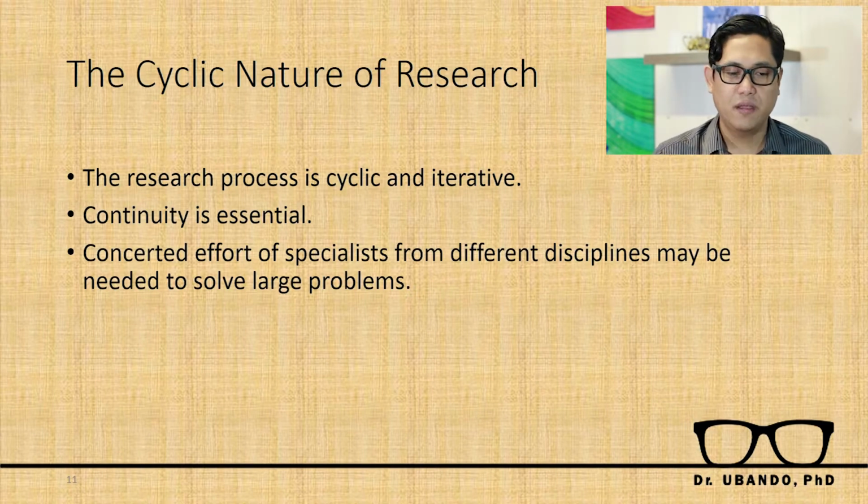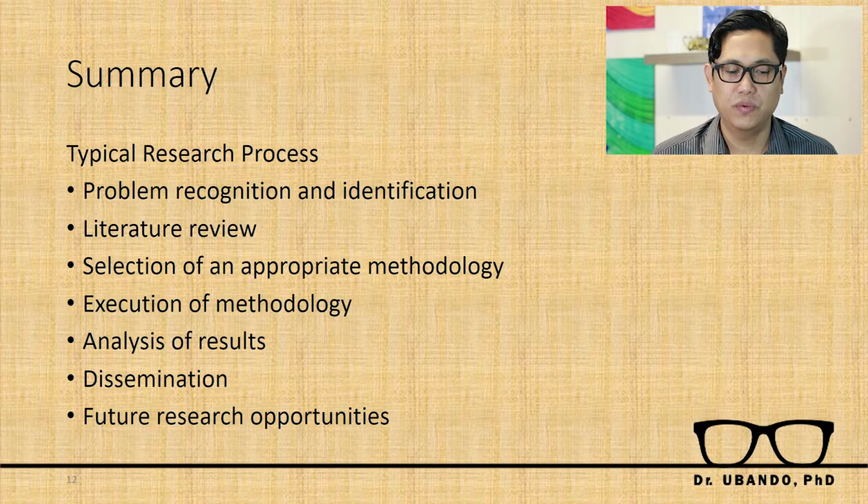So in summary, we are able to discuss the typical research process, which starts with the problem recognition and identification, then the literature review, then the selection of an appropriate methodology and executing the methodology. Once we have gathered the data or information, we then analyze the results and prepare a presentation or a manuscript to be disseminated. And lastly, we have also shown how to identify future research opportunities through the dissemination process.